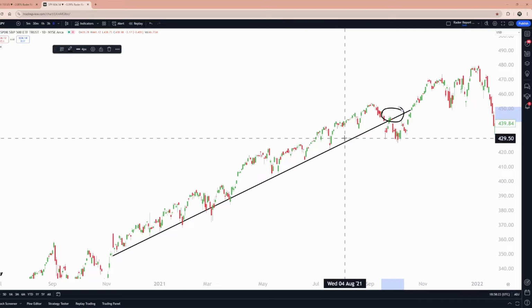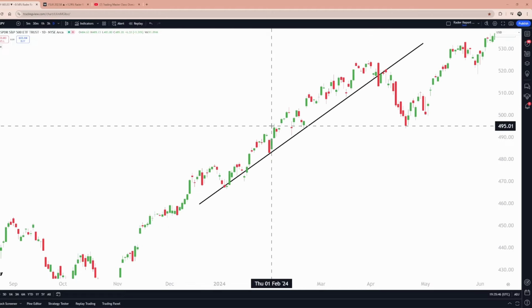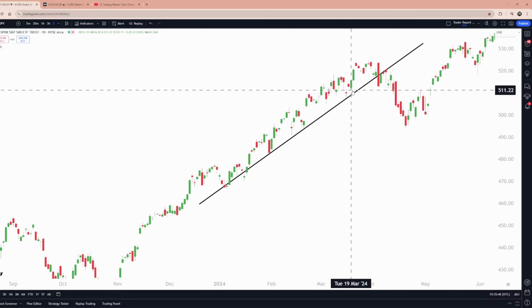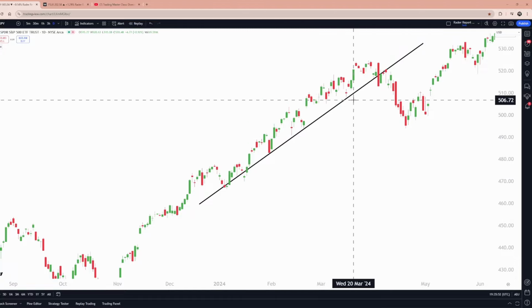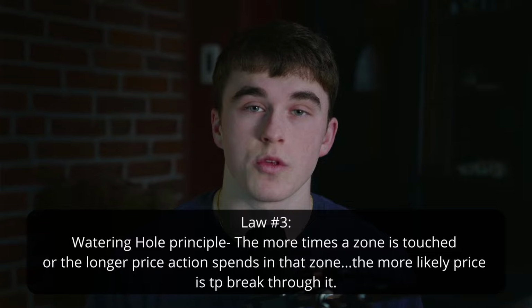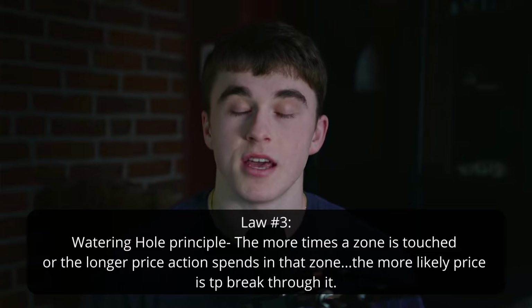No. While the trend was strong in the past does not necessarily represent the future, in that because there were so many touches on this liquidity zone, we can actually expect that the next touch is more likely to break through it. But why? Well, it simply has to do with the watering hole principle. The more times a zone is touched, or the longer that price action spends in that zone, the more likely it is that it's going to be broken.